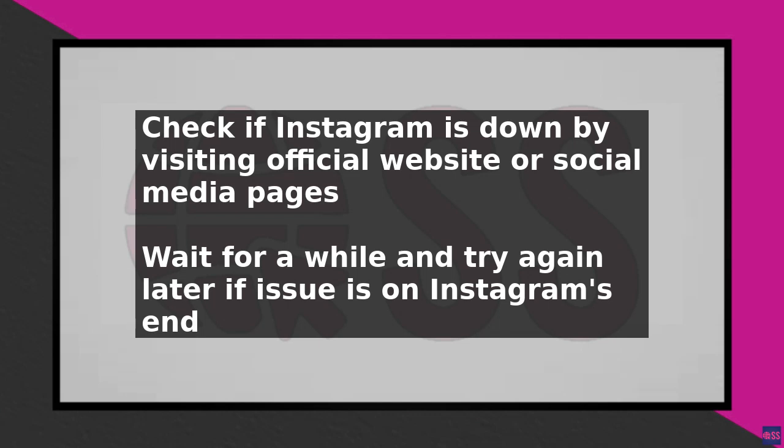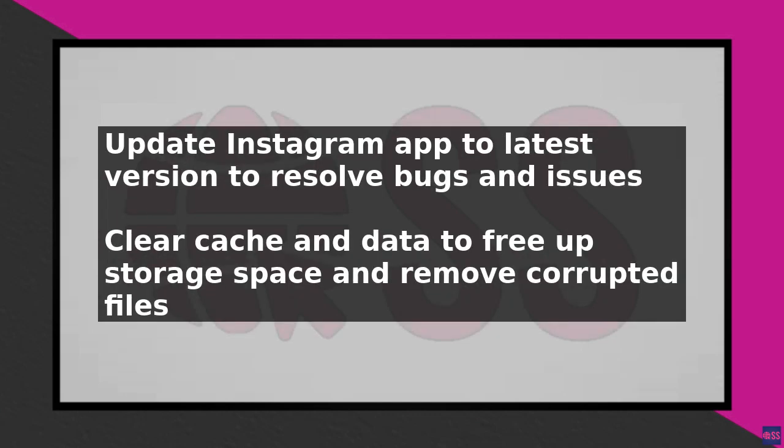Additionally, clear the cache and data of the Instagram app to free up storage space and remove any corrupted files. This can be done by going to your device's settings, selecting the Instagram app, and choosing the Clear Cache and Data option. If you are still experiencing issues, try logging out of your Instagram account and then logging back in. This can refresh your account and resolve any technical glitches. You can also try uninstalling and reinstalling the Instagram app to start from scratch.